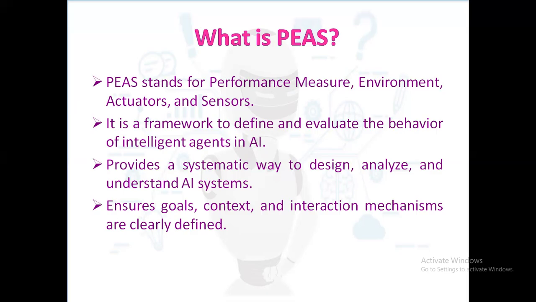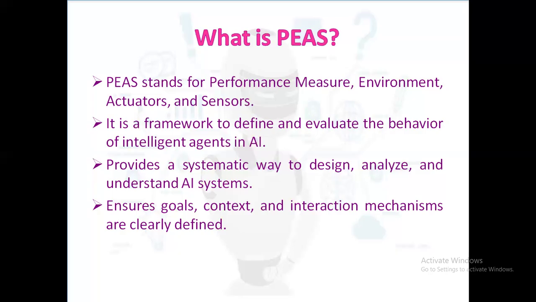The performance measure specifies how the success of the agent will be evaluated, helping to set clear goals and determine whether the agent is achieving its objectives. The environment refers to the external context in which the agent operates, including everything the agent interacts with, such as other agents, objects, or conditions. It shapes the agent's decisions and actions.